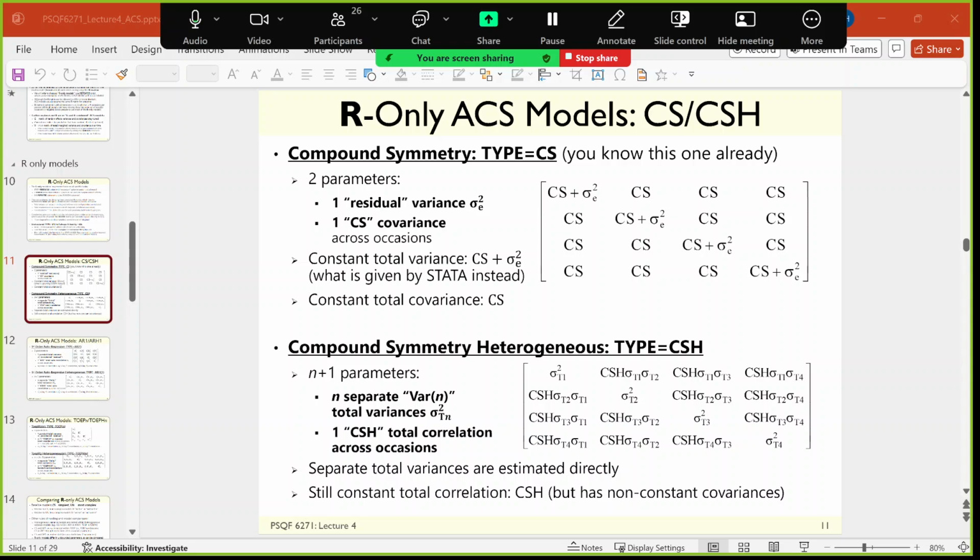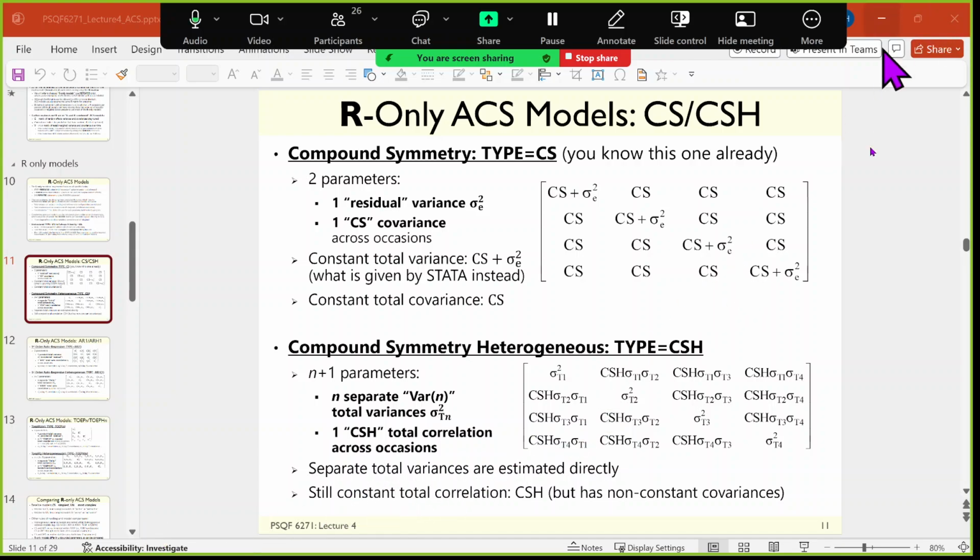So if you looked in the correlation version of the matrix, it would be one number. When you back translate that to covariance, it would be different numbers because the corresponding variances are different. So that's shown on this slide here. The CSH is one number that then multiplies the standard deviations of their respective occasions to become the predicted covariance.